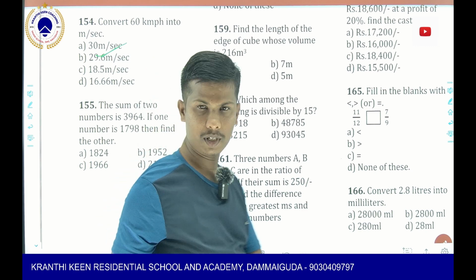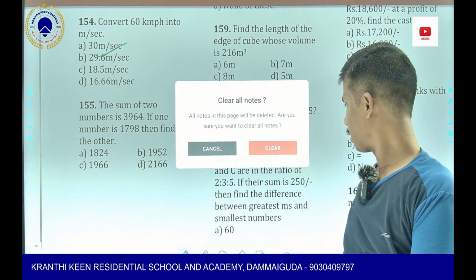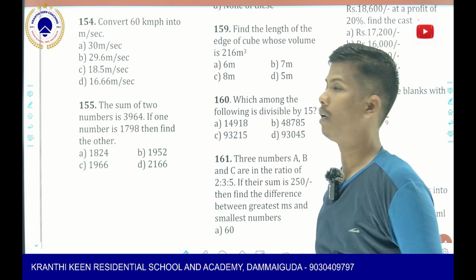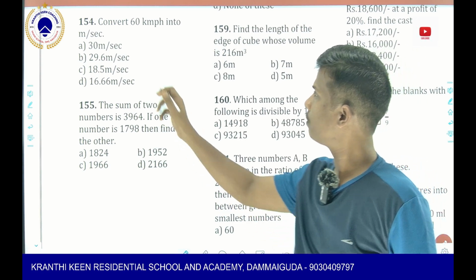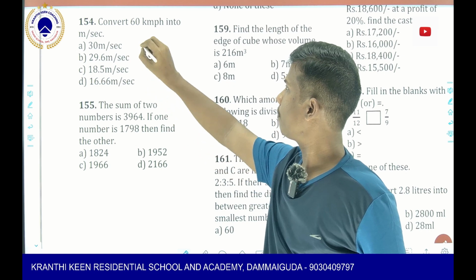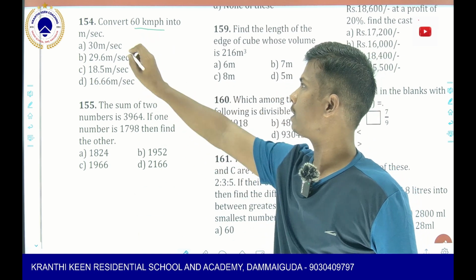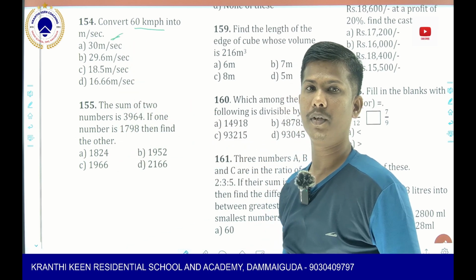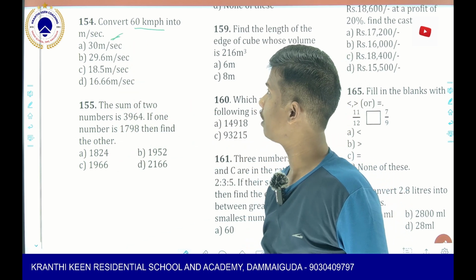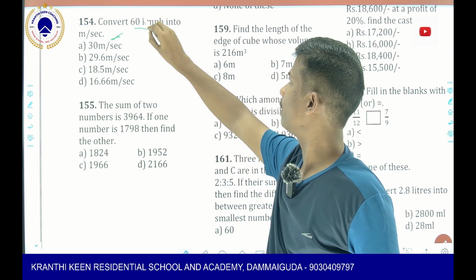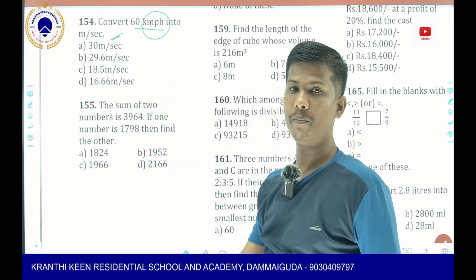You see here, convert 60 kilometer per hour into meter per second. That means this is a conversion. Okay, this is a conversion from kilometer per hour to meter per second.